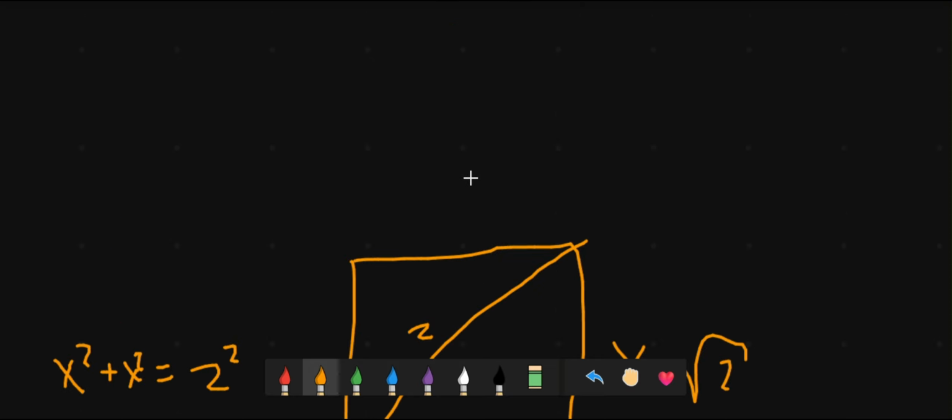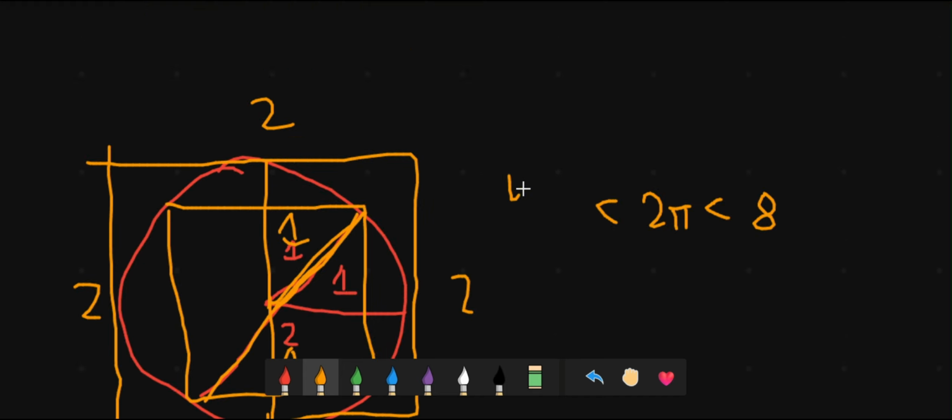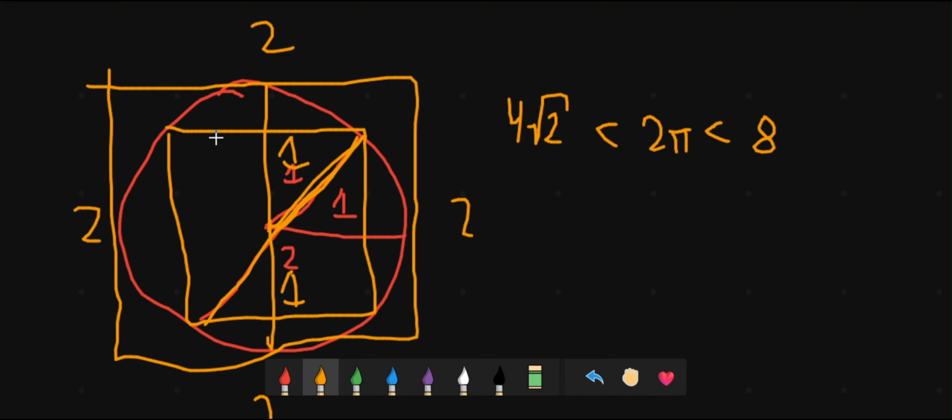And so we have 4 of them. So we can say 4 root 2. That's the perimeter of this inside square, which is going to be less than 2 pi, because 2 pi is the circumference of the circle here. So now what can we do? We are supposed to find pi. So let's divide the entire inequality by 2.